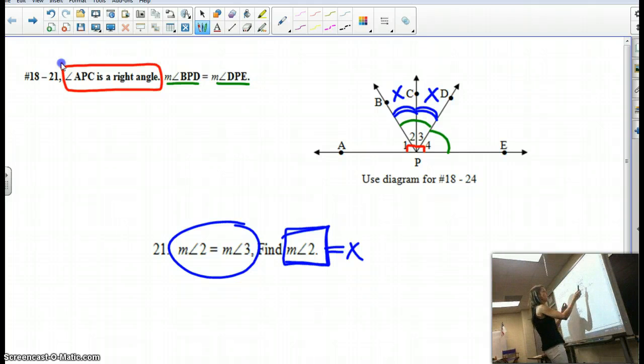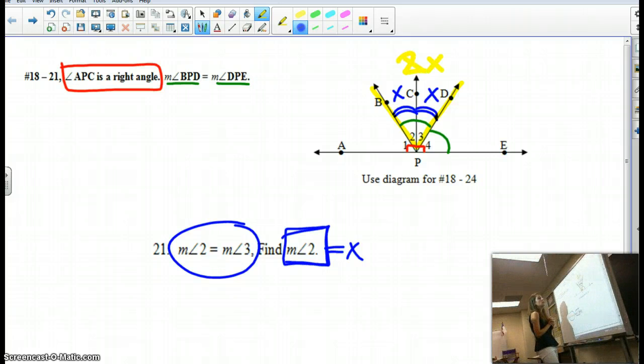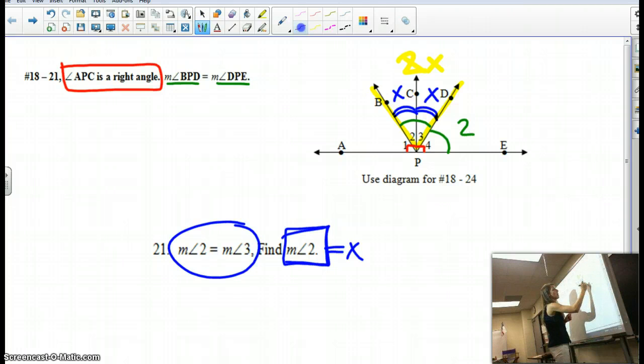Now, what is this whole angle called? Let me get my highlighter out. This angle would then be called 2x, right? x plus x is 2x. Oh, it auto-corrected me, sorry. 2x. And so therefore, that angle has one arc. Angle 4 has one arc. That angle is 2x.